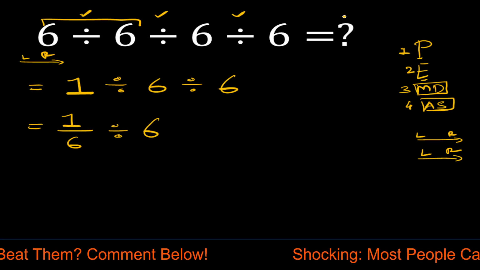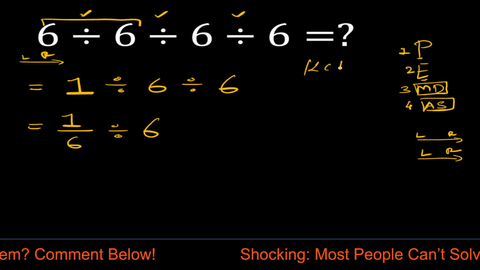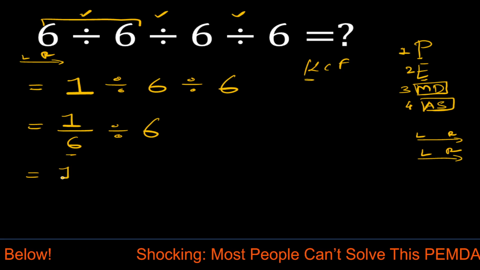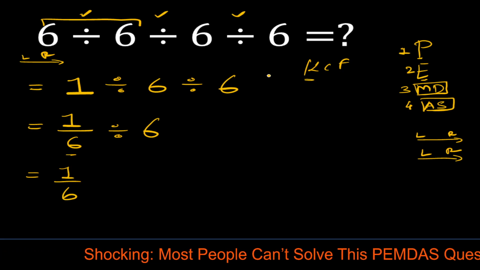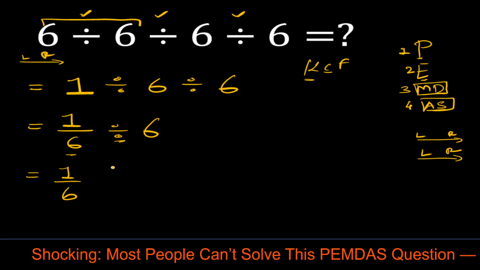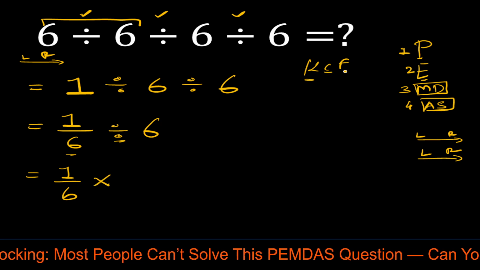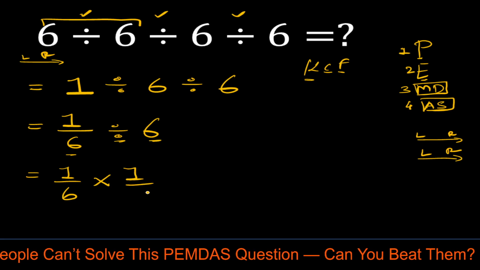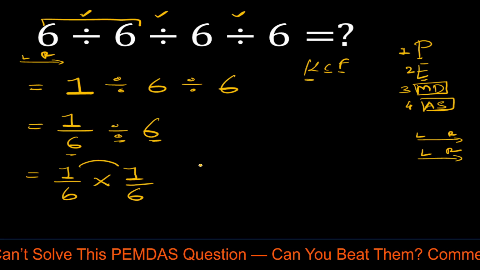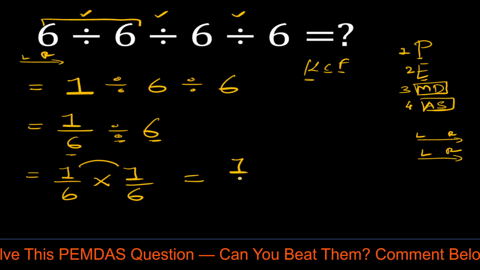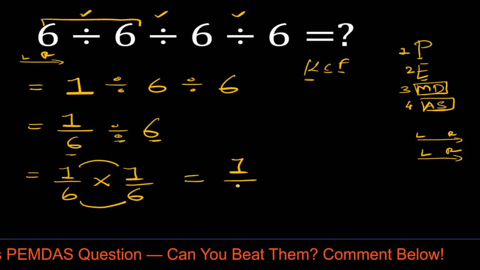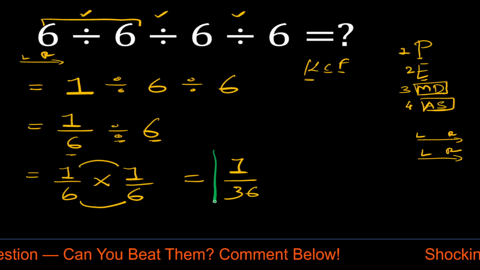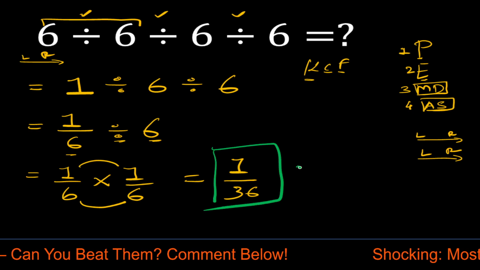Divide 6. So now, according to KCF rule, K means skip this first fraction as it is same, 1 upon 6. Then C means change this sign from division to multiplication. And F means flip this second fraction, 6 is equal to 1 upon 6. Now 1 multiply 1 is equal to 1. Then 6 multiply 6 is equal to 36. So the correct answer is 1 upon 36, right?